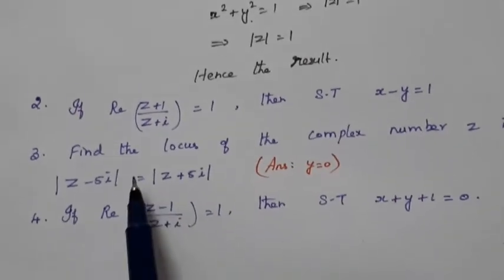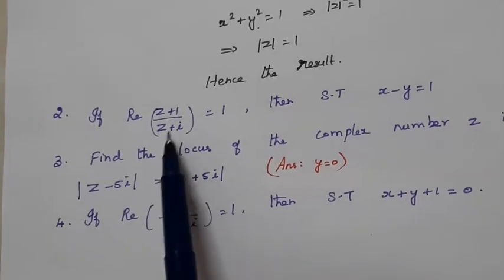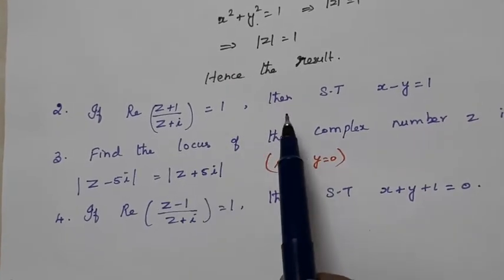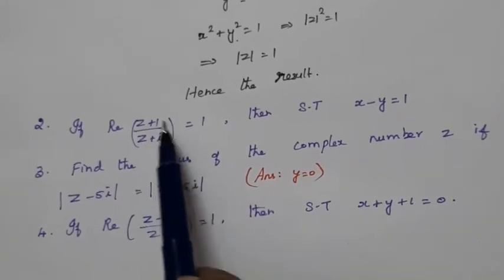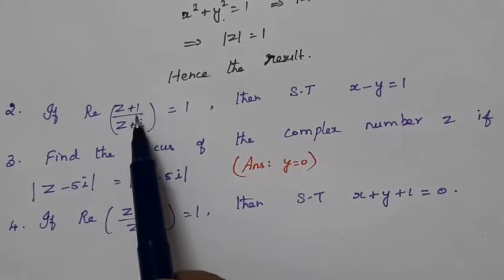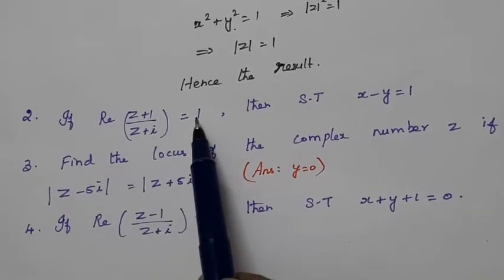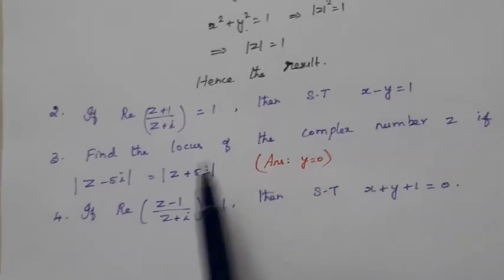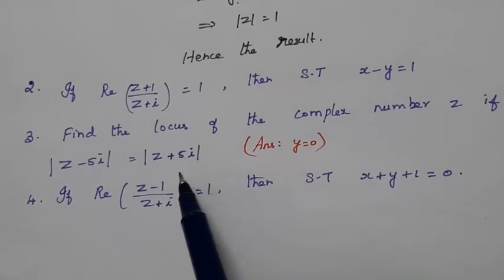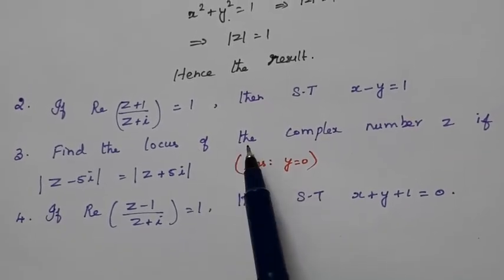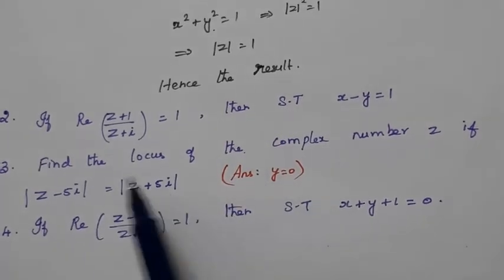Okay. Now I have given some more problems. If the real part of z plus 1 by z plus i is equal to 1, then show that x minus y is equal to 1. So substituting z as x plus iy, and after getting this in the standard form, take the real part as 1. Then on equating the real part to 1, you will get the required answer. Similarly, find the locus of the complex number. The same question is given like that.